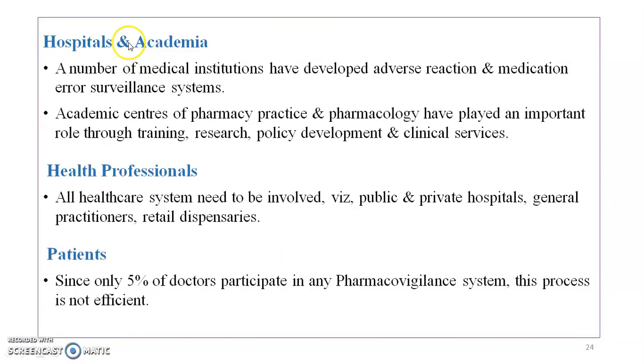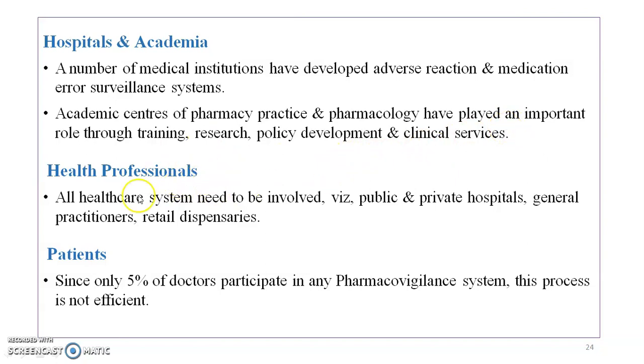The hospitals, as I discussed, hospitals and academics can also develop their own pharmacovigilance center in their colleges and their premises, and many medical institutions are running the pharmacovigilance program. Even the government of India has said every medical college must have one pharmacovigilance center, so they can report ADRs and find out the medication errors in their particular hospital. Even academic centers like the pharmacy practice department and pharmacology department can play a very important role in training, research and policy development and clinical services as far as ADR is concerned.